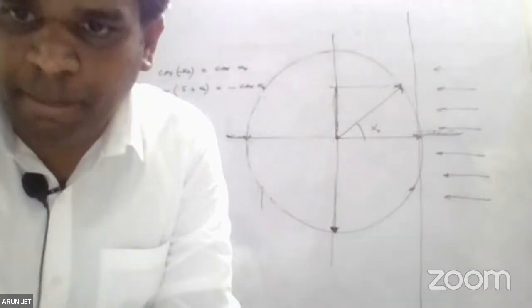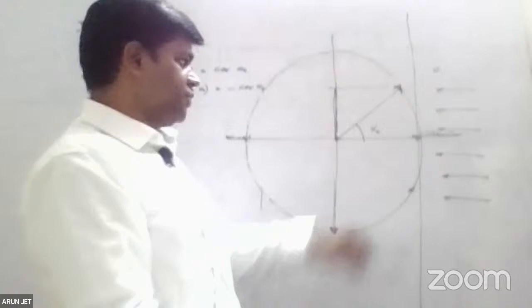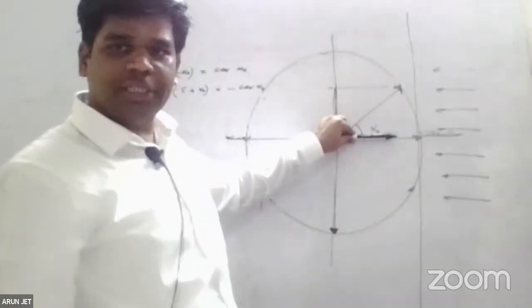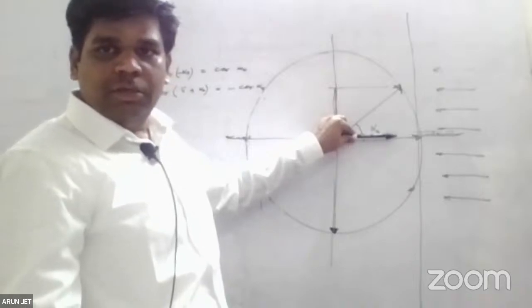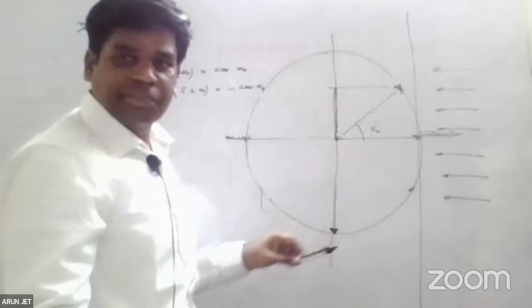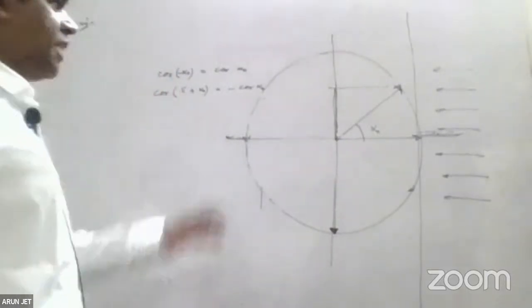Gayatri, is it okay? I'm not saying cos. Gayatri, you got confused. Cos of 0 is the shadow on the x-axis. Yeah, good. So the shadow on the vertical axis is 0. So sine 0 is 0.